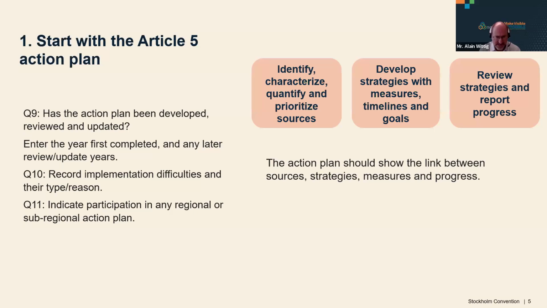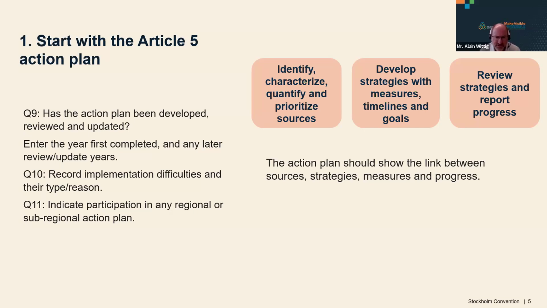Then question Q10 asks parties whether there have been any difficulties in implementing the action plan. And then it asks parties to indicate what the difficulties are, what the reason for the difficulty is. And then question Q11 asks if the party has participated in a regional or sub-regional action plan. So this particular question may be relevant when monitoring, capacity building, or other implementation activities have been addressed through a more regional approach.